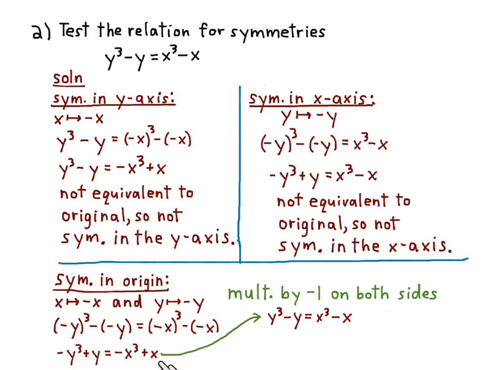So that means that these two were equivalent. So the graph is the same, and that means it's symmetric in the origin. So the original equation, its graph is symmetric in the origin. Now, just to show you what that means, in the next little video, I'm going to show you the graph of this.